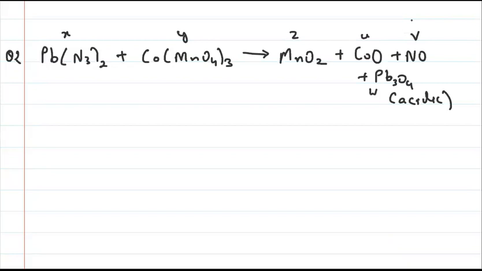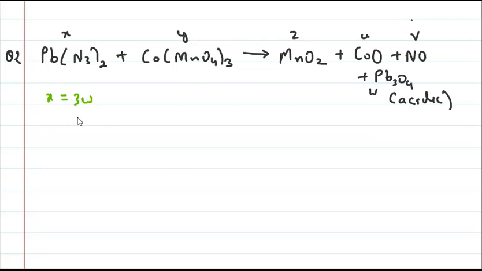Now try to find the relationship. Try to equate each and every element. So here in X mole of Pb, we have one Pb, but in W mole of Pb3O4, wait, I'll just use a different color. So X mole of Pb will have 3W mole of Pb. Got it? Yes or no? Tell me.